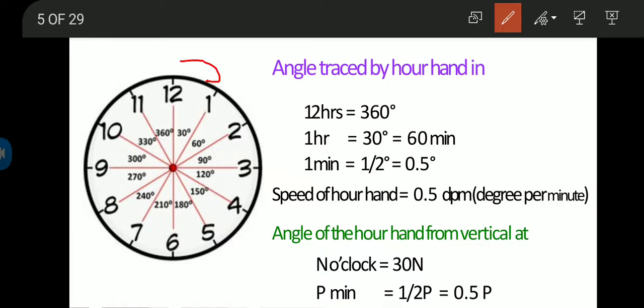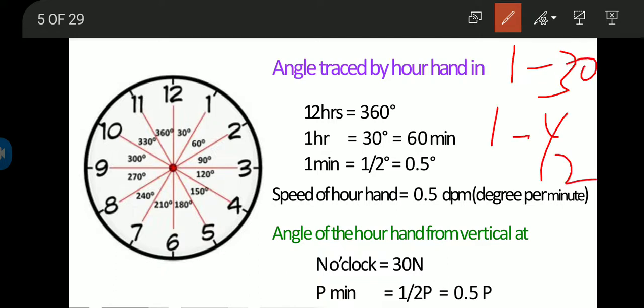So from 12 to 1 it is 30 degrees, and from 12 to 1 what is the time? It is going to be 60 minutes. So for 1 hour it is 60 minutes. So for 1 minute how much? Sorry, here it's not that. For 1 hour 30 degrees, so for 1 minute half degree. So from 12 to 12:01, the hour hand moves half a degree.